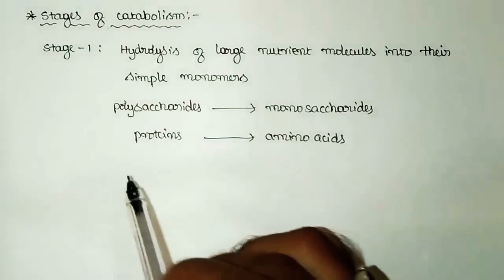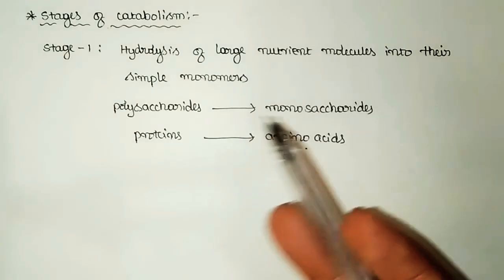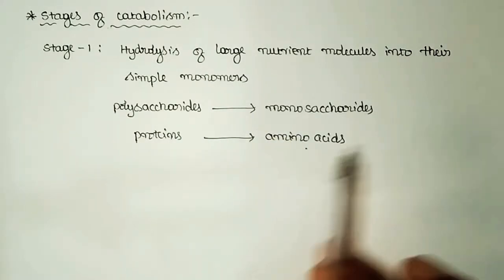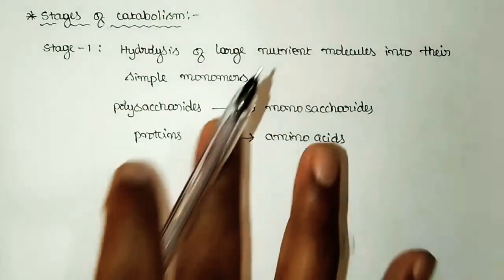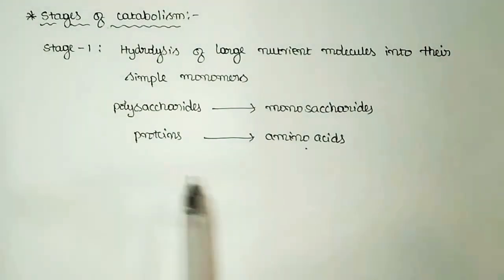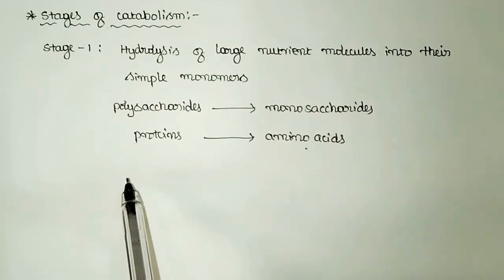Monosaccharides are the monomers of polysaccharides. Amino acids are the monomers of proteins. And lipids produce fatty acids and glycerol. This actually occurs during the digestion and absorption of the food material. During that stage, these things will happen. That is the first stage of catabolism.